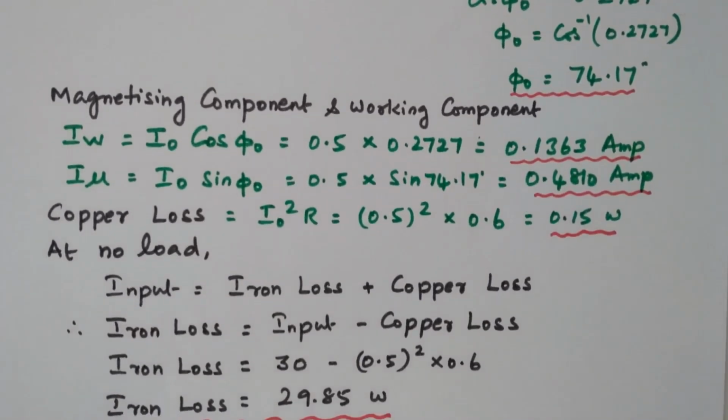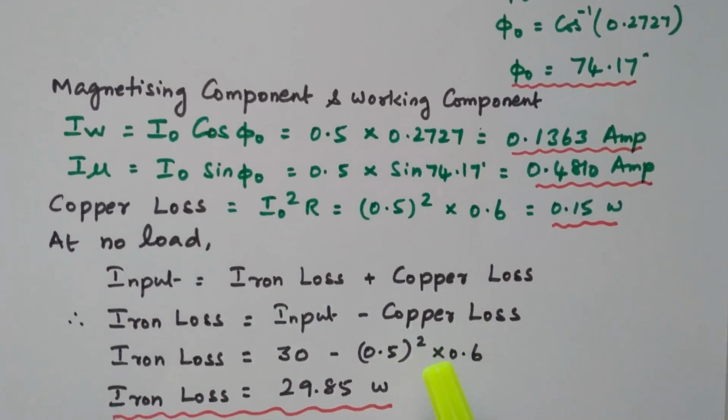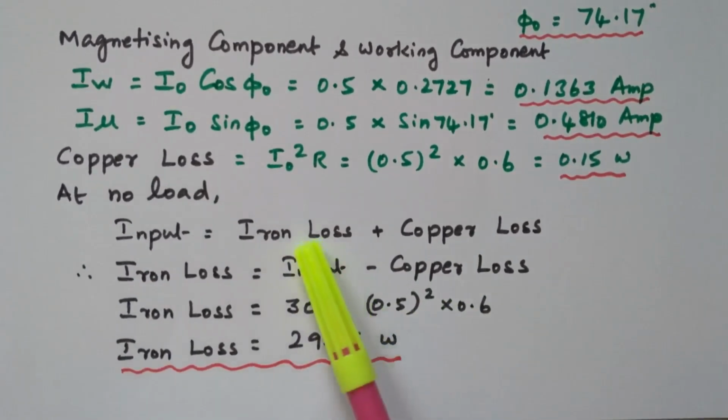The input is nothing but iron loss plus copper loss. The input that is given is converted into iron loss and copper loss. So iron loss equals input minus copper loss, because we need the iron loss value. From the input we subtract the copper loss, and we get the iron loss. What is the input given? 30 watts. The no load input is already given as 30 watts.